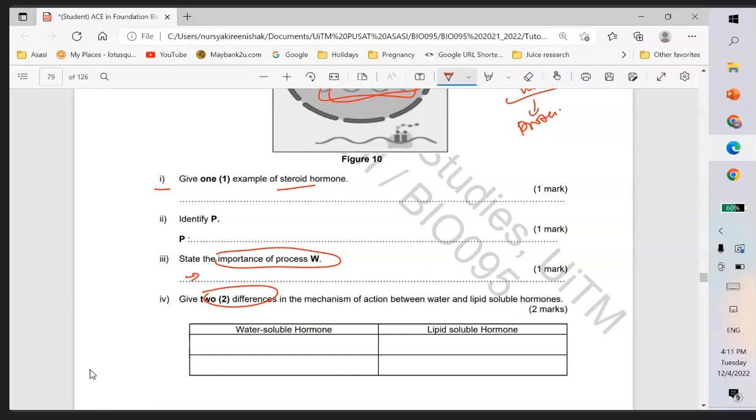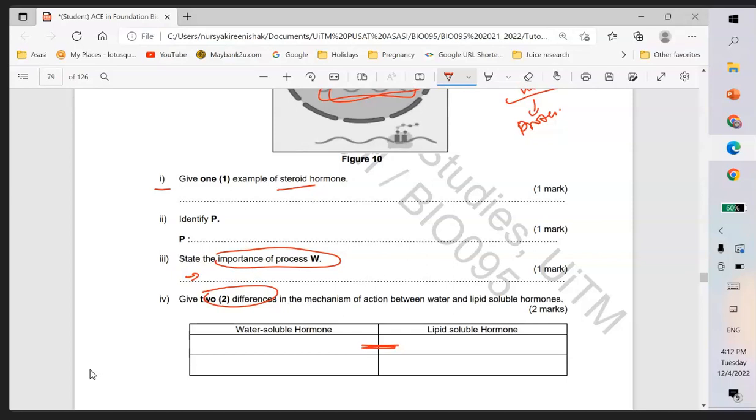Facts betul, tapi salah jawapan. Salah dalam menjawab soalan tu. Perbezaan yang awak bagi mesti dalam perbezaan yang sama.